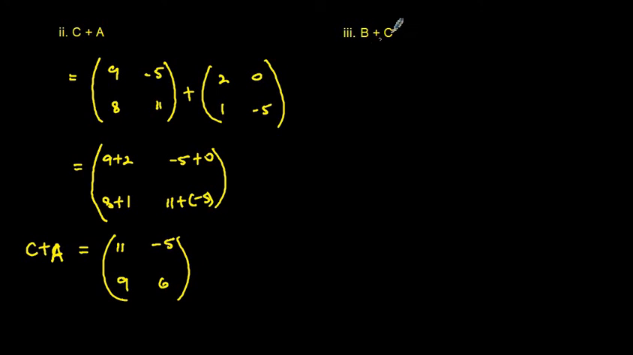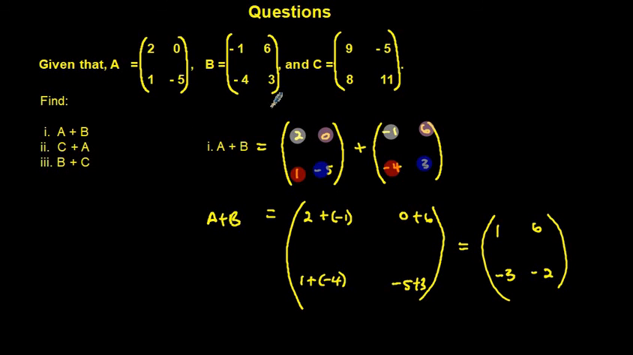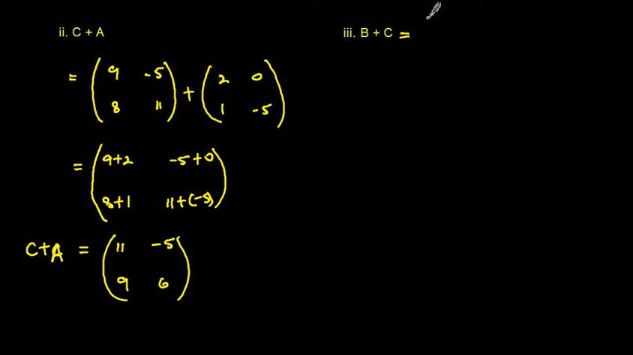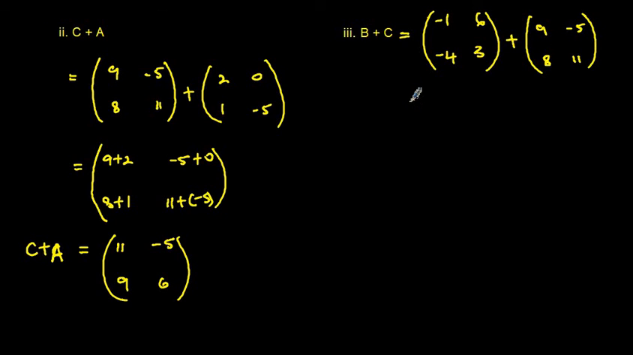And if we move on to B plus C now. What was B? B was negative 1, 6, negative 4, and 3. So negative 1, 6, negative 4, 3. And our C is 9 minus 5, 8, 11. Remember, we're adding corresponding elements.